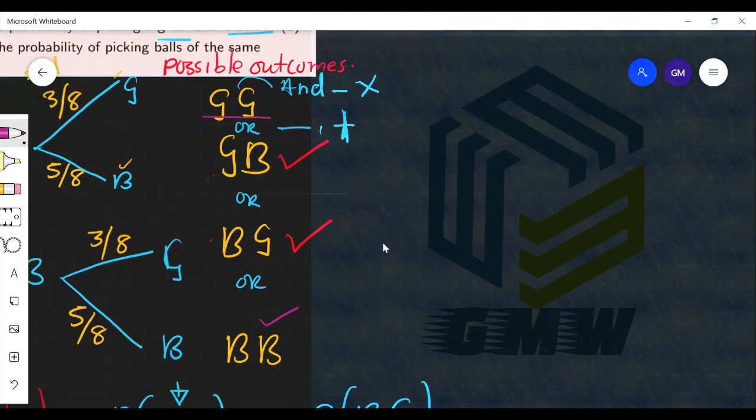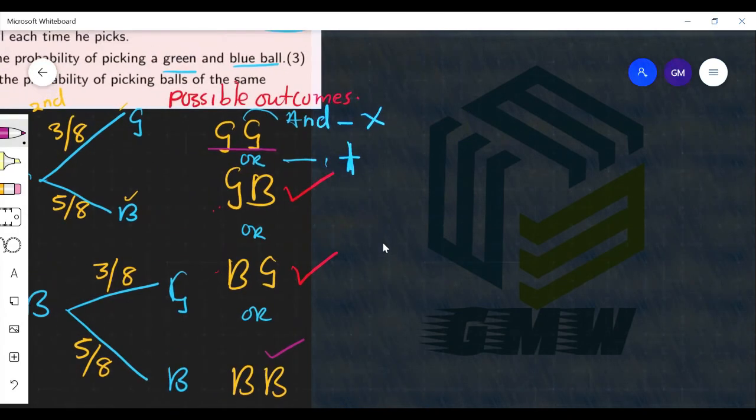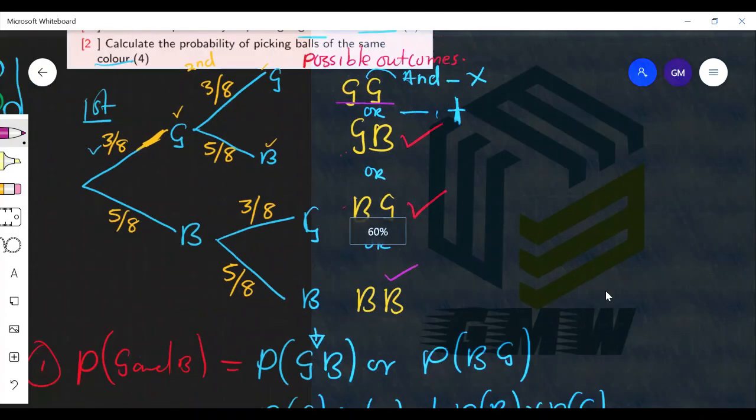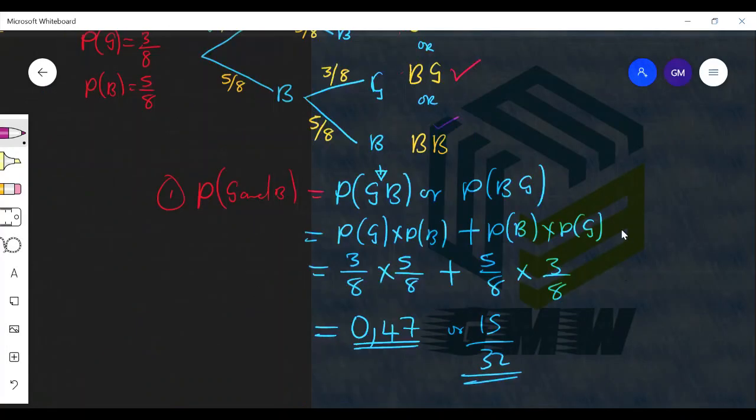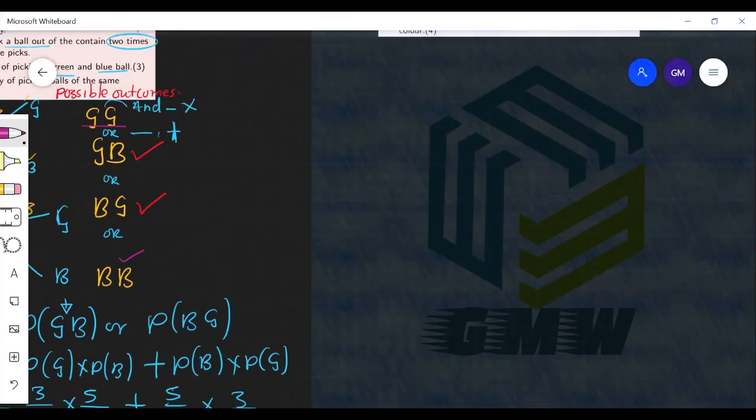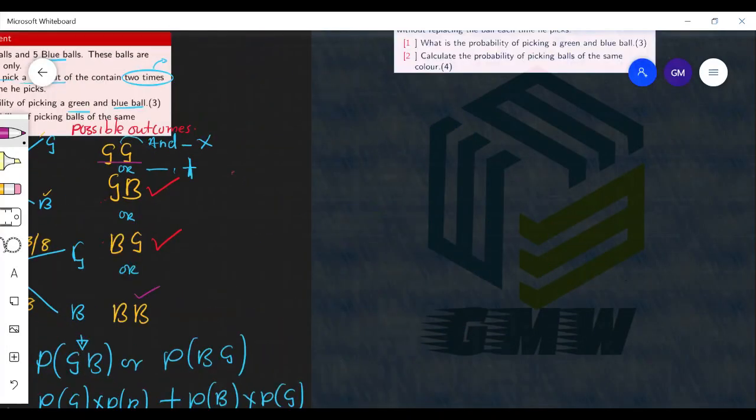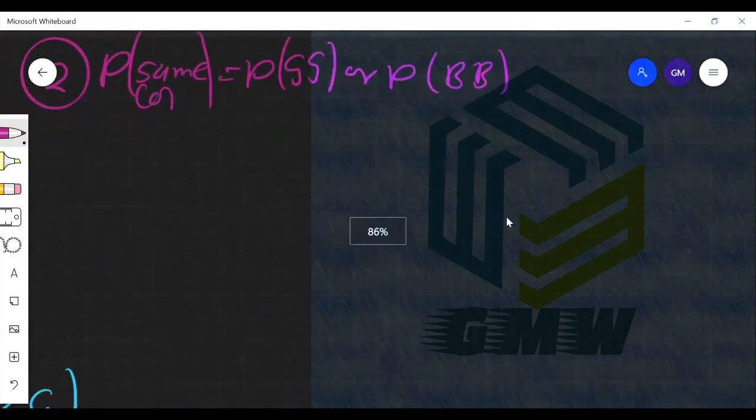So to answer number 2, probability of same color, let me just do it on the side here. Probability of same color is equal to either green and green, right? Or blue and blue. Are you there? Yes. Okay.